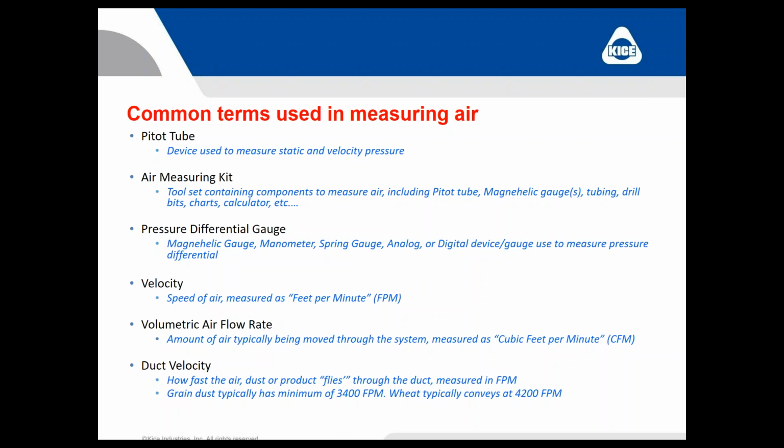If I were conveying wheat, whole wheat typically conveys around 4,200 feet per minute. So we might size it for that. If I want to have a little safety, I might go 4,300, 4,400 feet per minute. So the duct velocity is important to us to keep that dust, that product, in suspension.